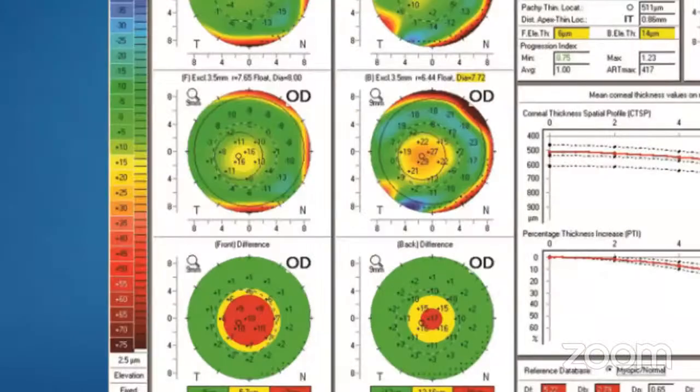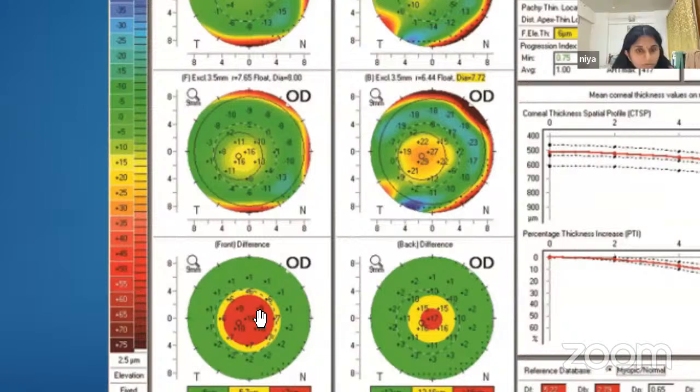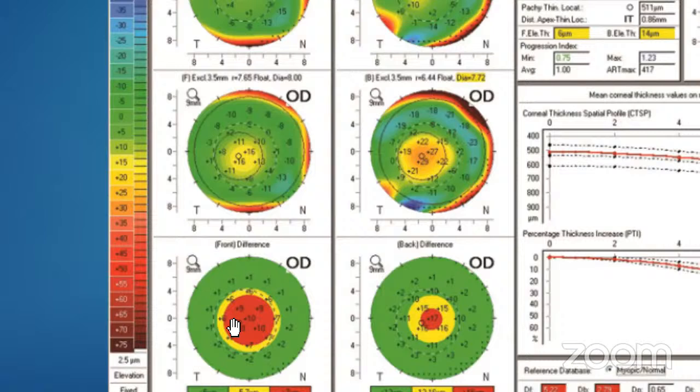Can you see the values now? I'm trying to zoom in. Yes, ma'am. Plus 9, plus 10. So this is the front. Anything more than plus 8 is suspicious. Same way in the back, see here, plus 15, plus 19. So I told you more than plus 15 is what is suspicious. So it is in yellow, and plus 19 is definitely going to be red.